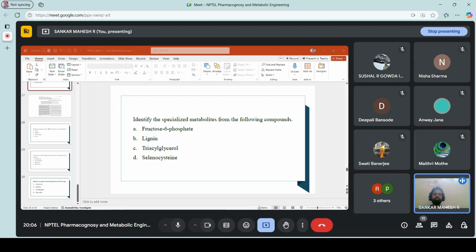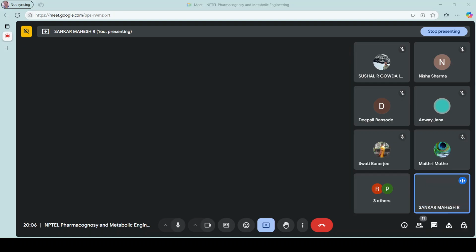Earlier we had seen that lignin forms by a process where paracoumaryl alcohol, coniferyl alcohol, and sinapyl alcohol oxidatively couple to form your lignin. Now, if you look at this, all of these are not primary metabolites. So with that, you can say that lignin is the specialized metabolite among the options given here.